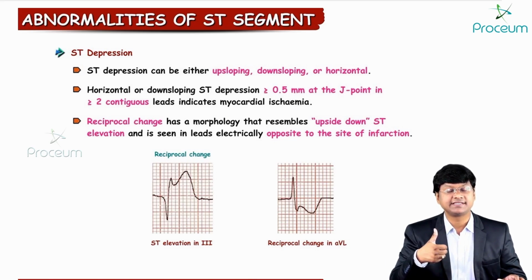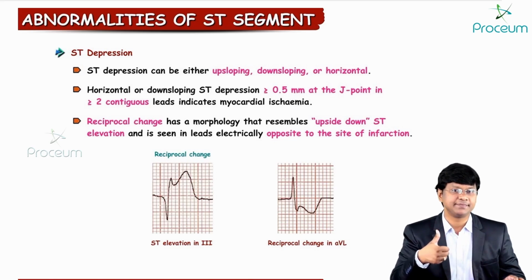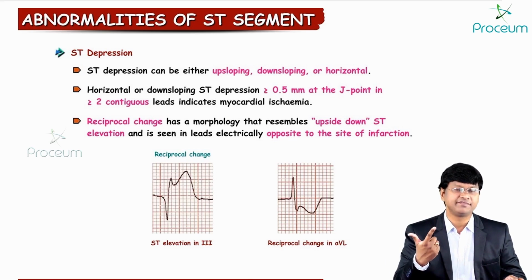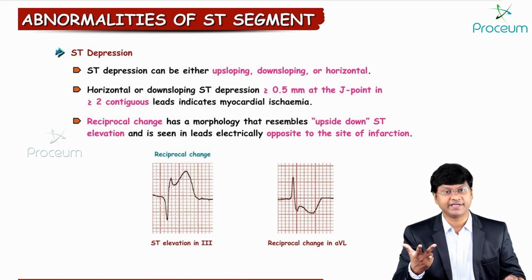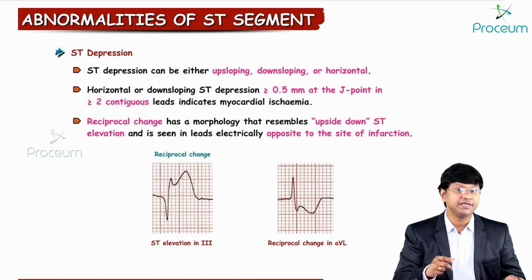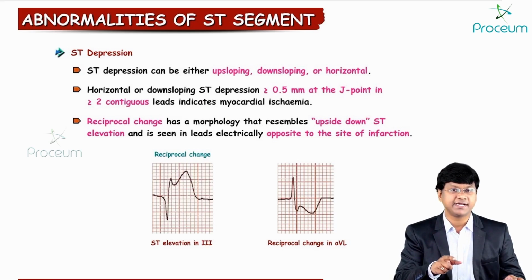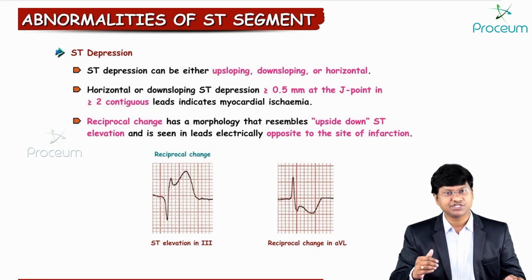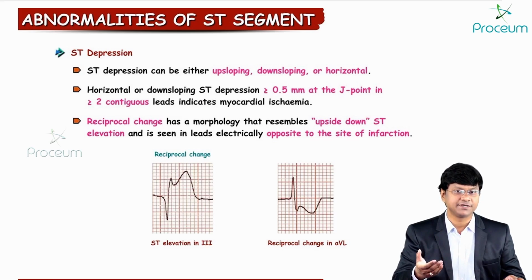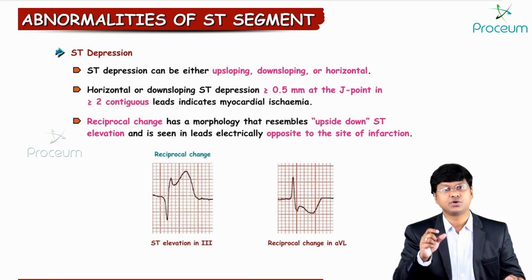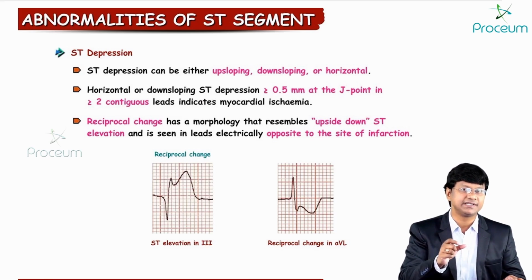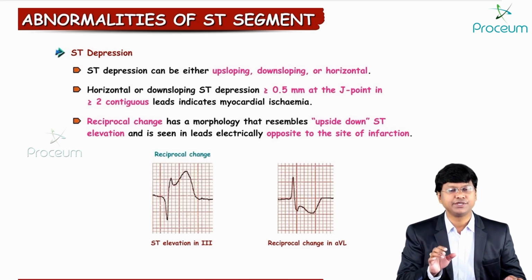What does this E stand for? E stands for electrolyte abnormality, that is hyperkalemia. L is your left bundle branch block. E is your early repolarization variant, or benign early repolarization. V is your ventricular aneurysm. T is your trauma, that is pericardiocentesis. I is your ischemic injury, that is myocardial ischemia. O is your Osborne wave, which you will see in hypothermia. I'll be showing that ECG of hypothermia as well.